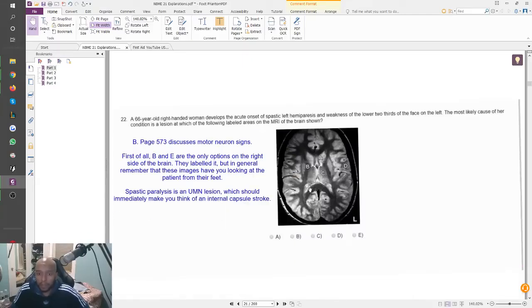Here, another image, another question on the same image again. Right? Remember A over here? That was your caudate for the Huntington question earlier. So, I've seen the question twice. I think they have a pool of questions.